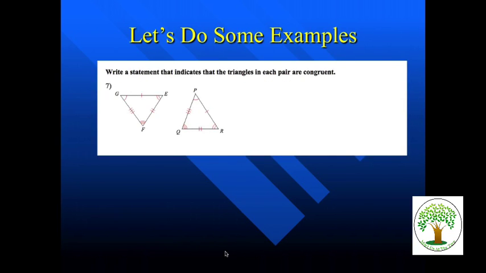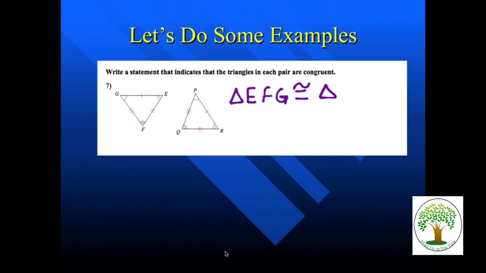Oh, wait. All right, now we have to write a congruence statement that indicates that the triangles in each pair are congruent. So if I say triangle, I think they're going to go in alphabetical order, but you don't have to. They're probably going to go E, F, G. So I'm going to go E, F, G, congruent to triangle. Now the order matters. If you wrote it in a different order than E, F, G, that's not a problem.